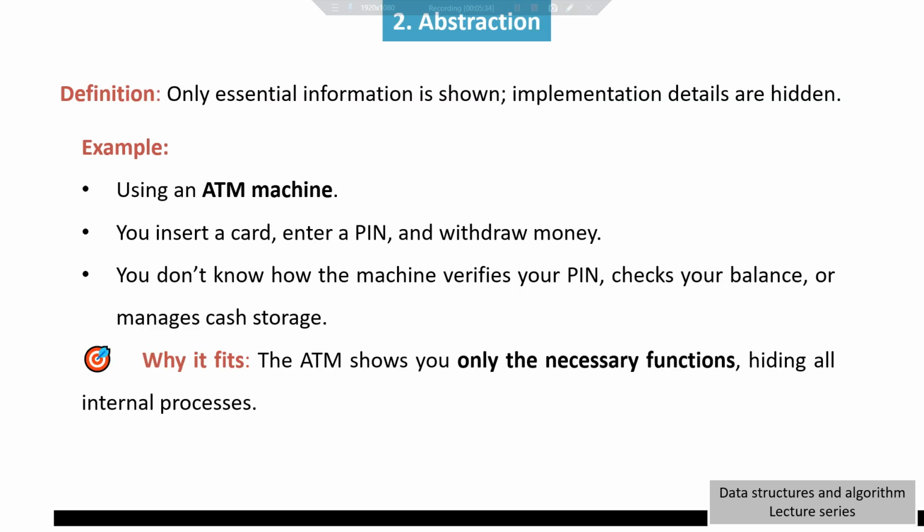Second is abstraction. The definition of abstraction is only essential information is shown. Implementation details are hidden. Example, ATM machine. You insert a card, you enter a PIN, you withdraw money. You don't know how the machine verifies your PIN, checks your balance, or manages cash storage, or how it dispenses the cash. So only necessary functions are shown to you and internal processes are hidden.